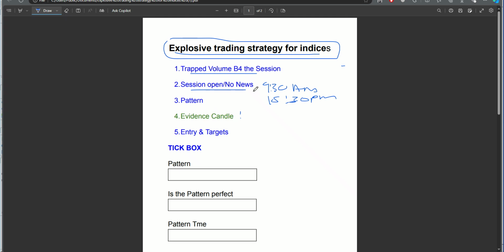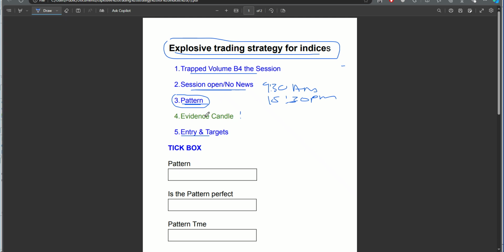Once the session is open, we know who is trapped. We want to now see a chart pattern during the session. Guys, this is important. You can't get to your entry point unless you've passed through here and through here. So if you take a loss before the session, you are the one to blame. If you take a trade and there is no pattern, you are the one to blame.